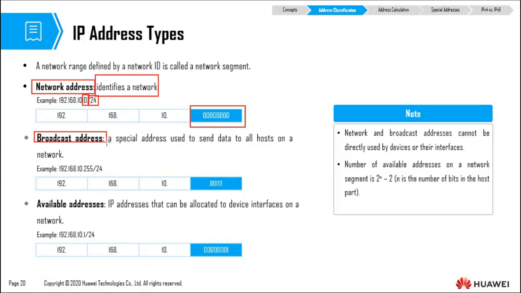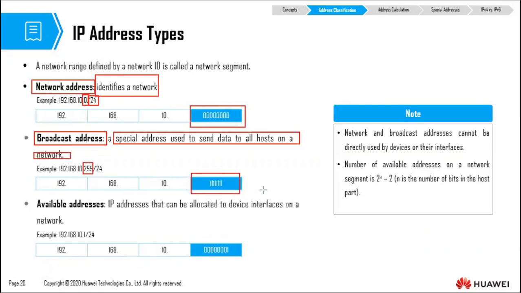Then you have a broadcast address. As the name suggests, this one is a special address that is used to send data to all hosts on that particular network. Now, with the broadcast address, if you convert the host bits, you're going to get contiguous ones. So just like the network address, the broadcast address cannot be assigned to any interface.